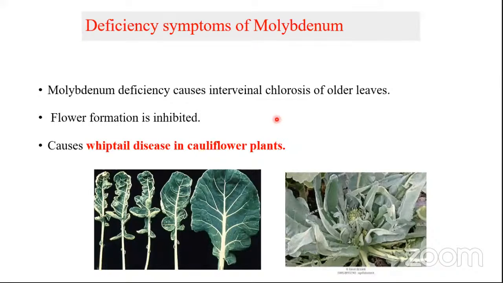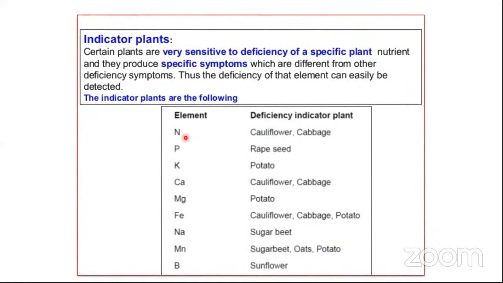Finally, coming to the indicator plants: certain plants give very specific symptoms, so those particular crops are called indicator plants. What are the indicator plants? For nitrogen we can see cauliflower and cabbage. For phosphorus we can see rapeseed. For potassium we can see potato. Potassium, potato: the rhyming is very good.